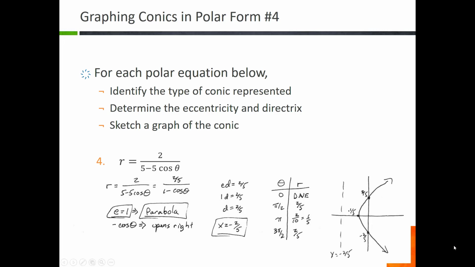So if we plot those out, in the positive x direction there's no point because it was undefined. That's a 0 angle. When we go pi over 2, that's your 90 degrees, we have a point that's 2/5 unit away. When we go pi, that's the negative x-axis, we have a point at 1/5. And when we go 3 pi over 2, that's the negative y-axis, we have another 2/5 unit away. From those 3 points, we know the parabola has to open to the right. And if it opens to the right, that means our directrix is over here on the left side, which means it has to be x equals negative 2/5. And again, that matches up with all the stuff that we figured out at the beginning of the problem.